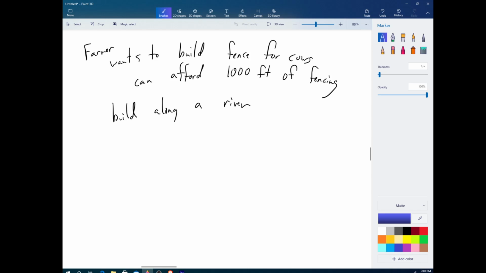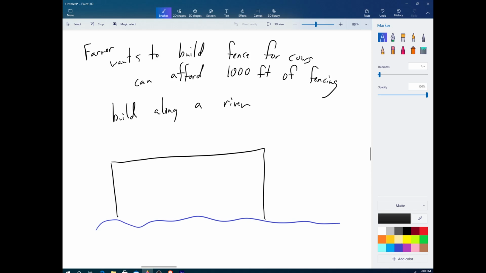So here's his river, and he is going to somehow build a fence that is going to have some length and some width to it. But conveniently, one of the sides for the width he doesn't have to account for, because the cows are not going to go swimming. The river is going to be the natural boundary on the one side of this fence.